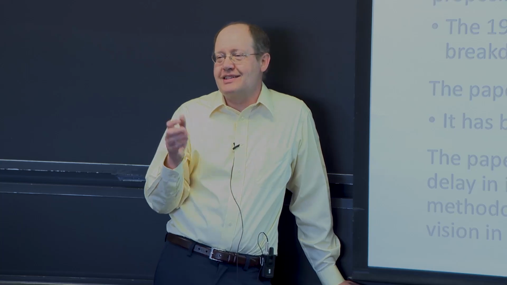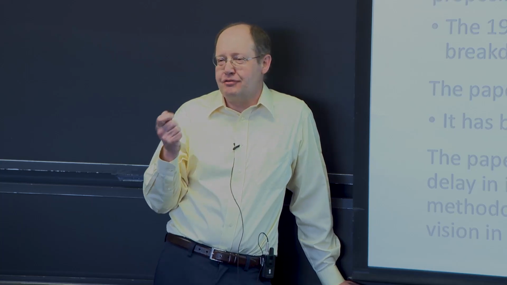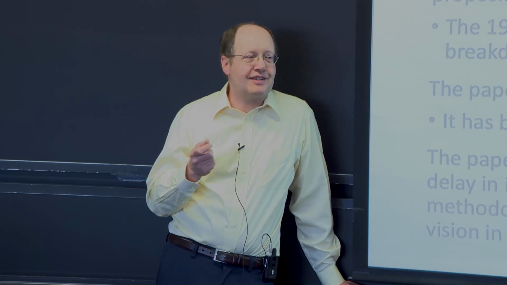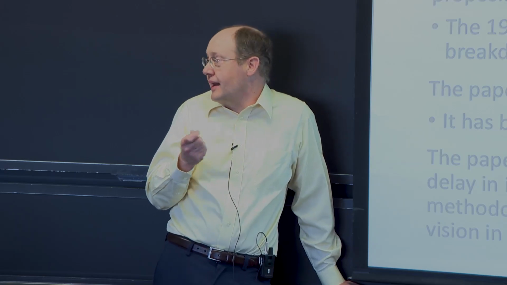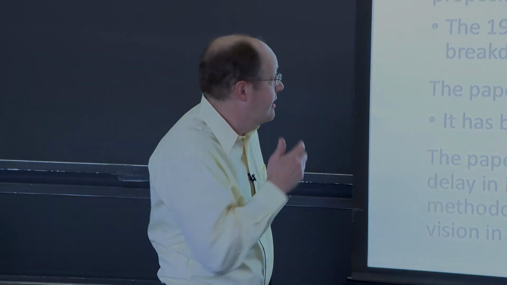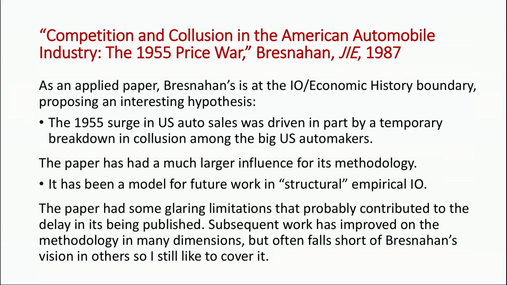There are just many things that you read and you're like, wow, that sounds like a 40-year-old way to do something. And so I'll just leave out the 40-year-old parts that were a bit awkward and probably had some trouble publishing it to begin with, and I'll give you the main ideas. So this is a paper on the I/O economic history boundary. The applied topic is what caused the 1955 surge in US auto sales.